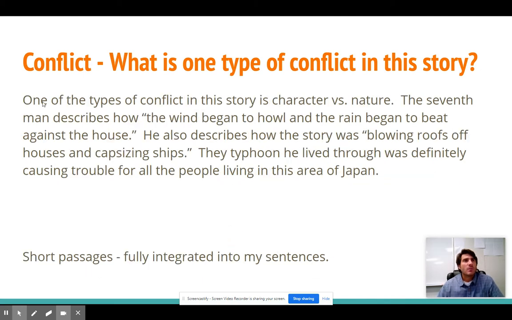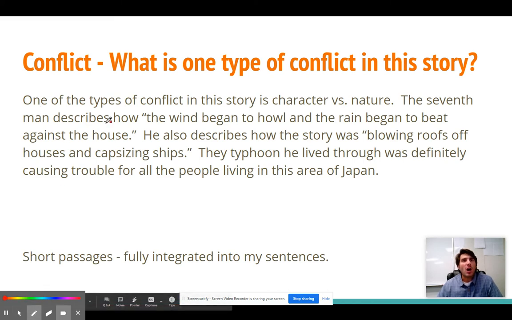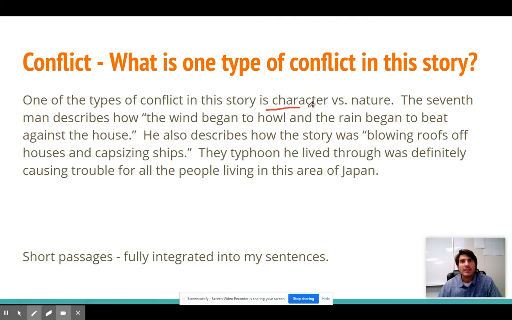All right, so let's look at this. One of the types of conflict in this story is character versus nature. Right? So now I have explained my answer. The 7th man describes how the wind began to howl and the rain began to beat against the house. My sentence flows directly into my quotation.